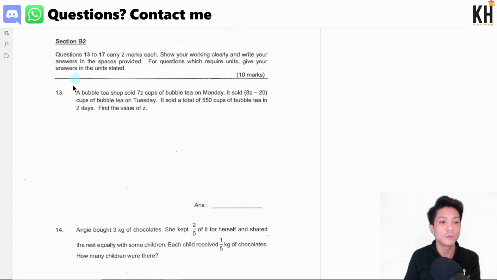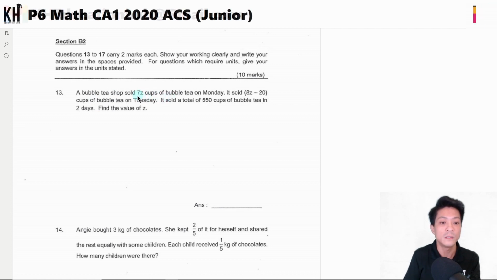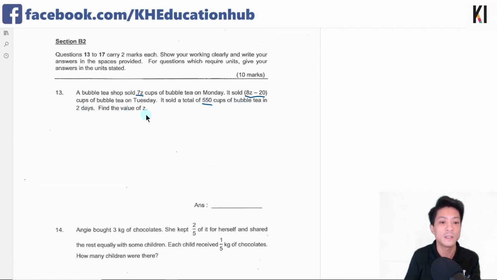Move on to section B2, question 13. These are 2 marks questions. A bubble tea shop sold 7Z cups of bubble tea on Monday. It sold 8Z minus 20 cups of bubble tea on Tuesday. It sold a total of 550 cups in 2 days. Find the value of Z.